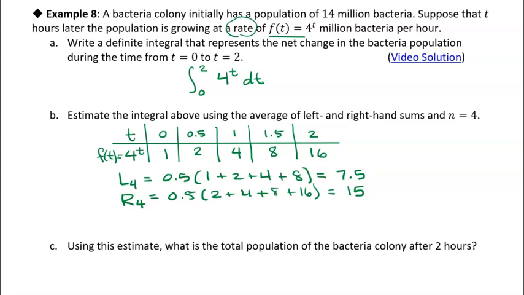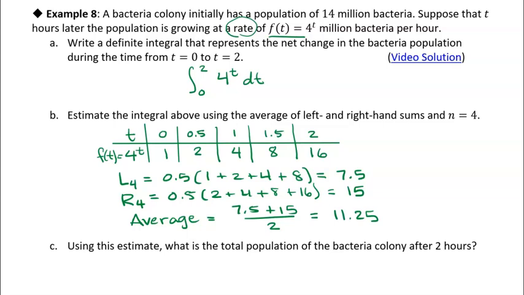Okay. So now it says average of left and right hand sums. So let's go ahead and average those two. That gives us an even better estimate. The average is going to be 7.5 plus 15 all over 2. I put that on my calculator and got 11.25. So what is that telling us? This is just an estimate, but it's telling us that this is the net change in the population, right?